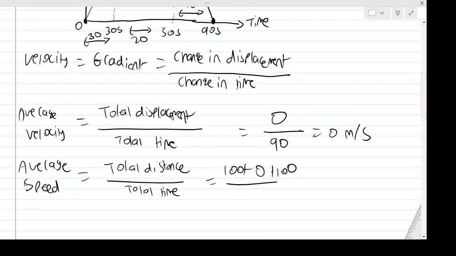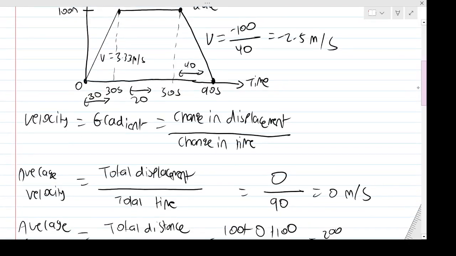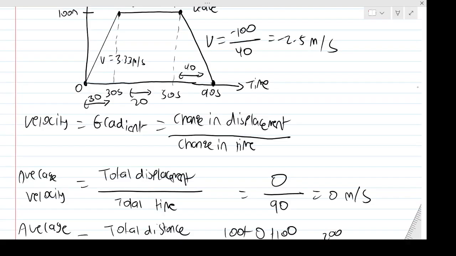And there we are. Over total time, again the time is still 90 overall. So that'd be 200 over 90. And then as a number, that would be 2.22 meters per second. Okay, and there we are. So this is what you need to be familiar with: velocity to do with gradient, and then you can work out the average velocity or speed by considering the total distance or displacement over the time.